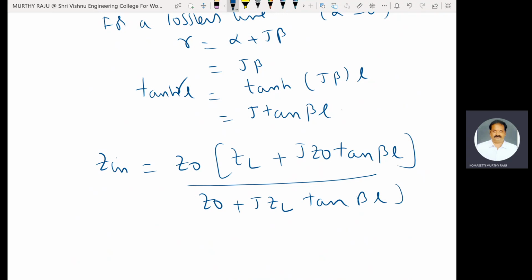This shows the input impedance varies periodically with distance L from the load. The quantity beta into L is usually referred to as the electrical length of the line. Electrical length can be expressed in degrees or radians.